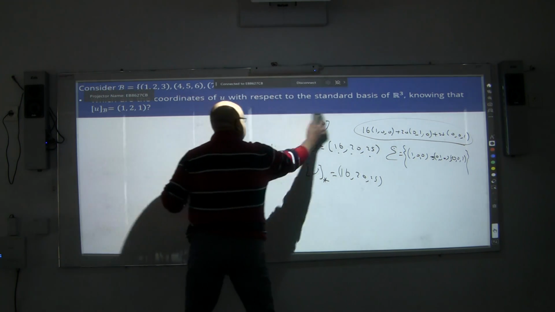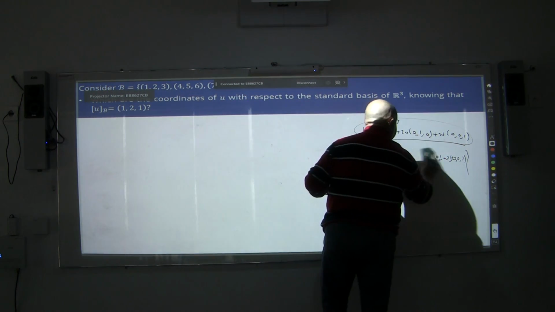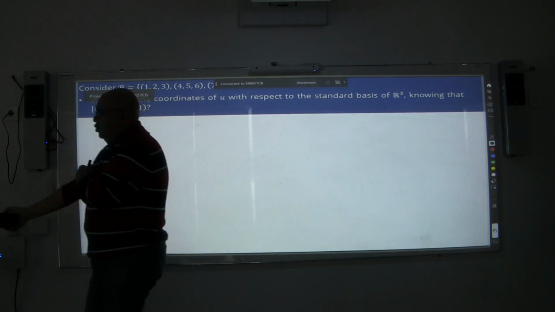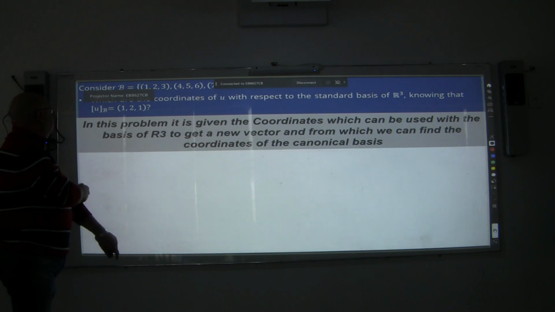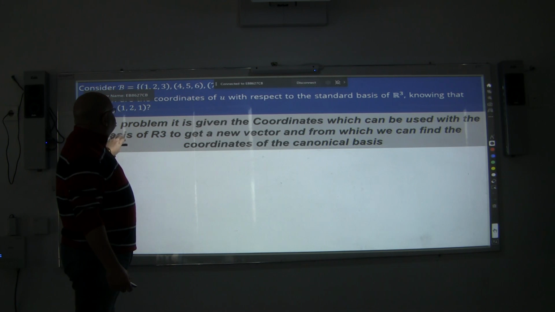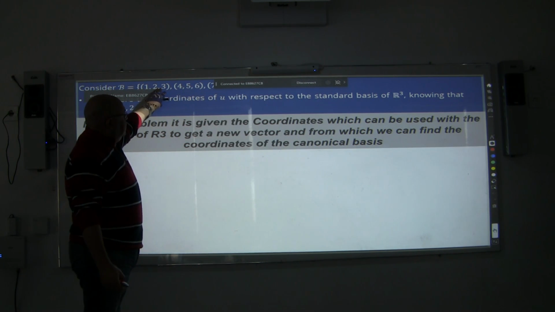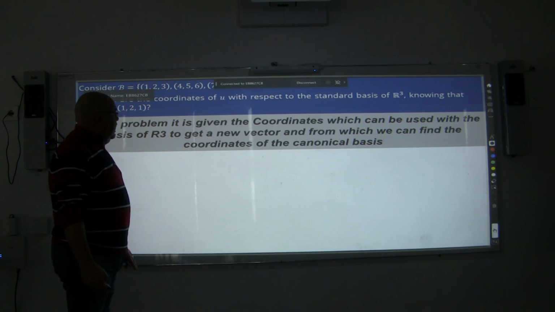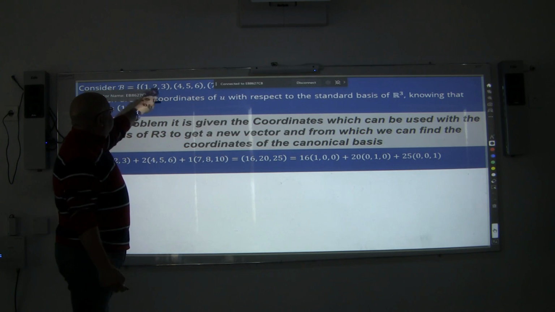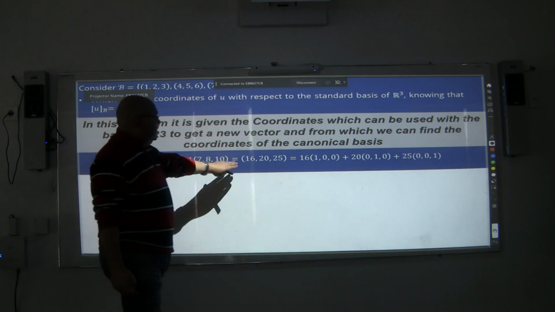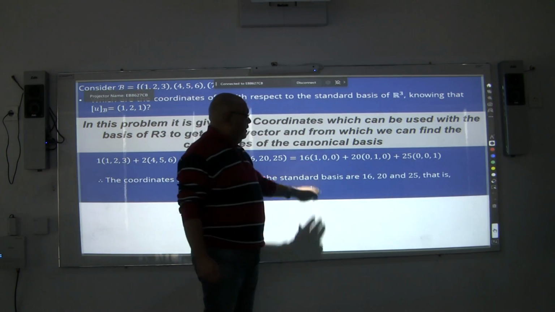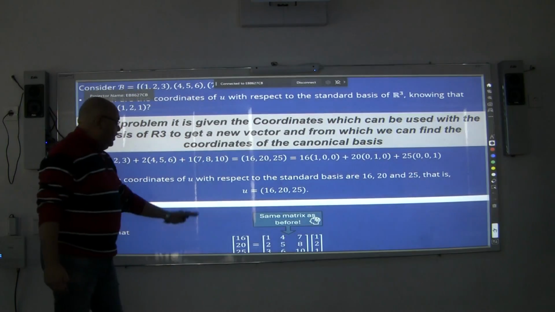Let's do it once more with our slides. Okay, so as I told you, once more, in this problem, it is given the coordinates which can be used with the basis. These are the coordinates, this is the basis, to get a new vector, which is V. And this is really very simple. All I have to do is to multiply 1, 2, and 1 times the vectors that I have. This is the general form of the vector, which with respect to standard basis can be written like this. Okay, so that's the coordinates.